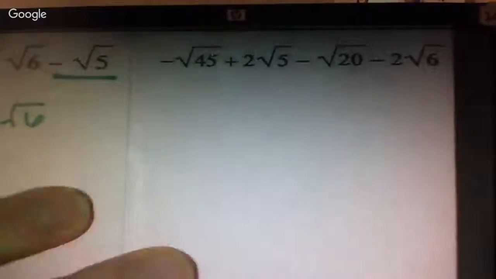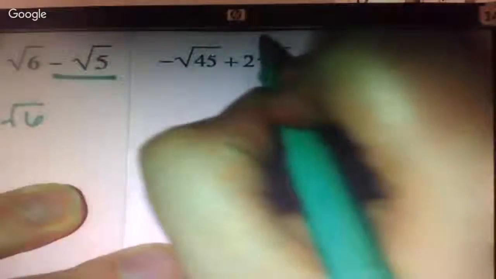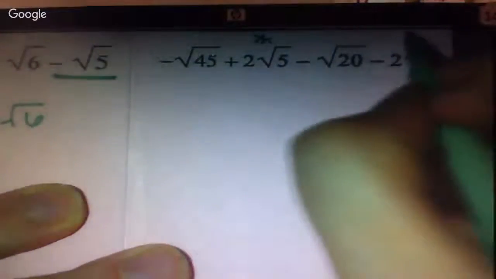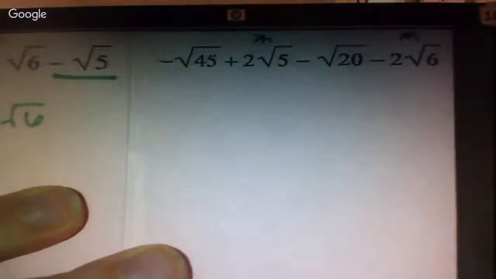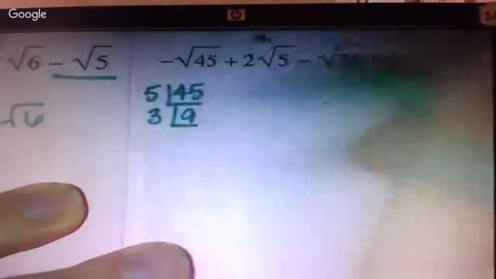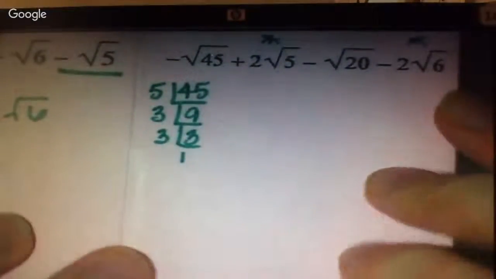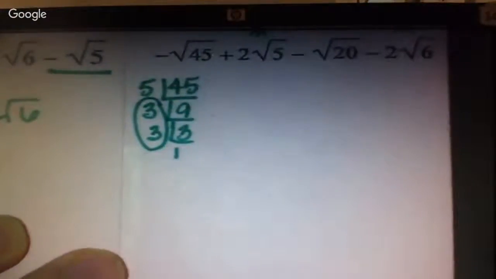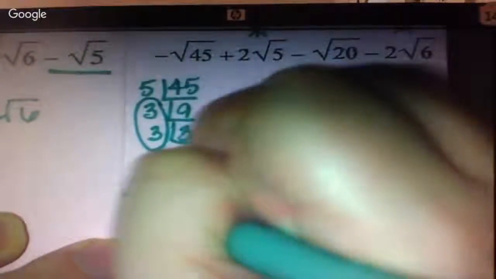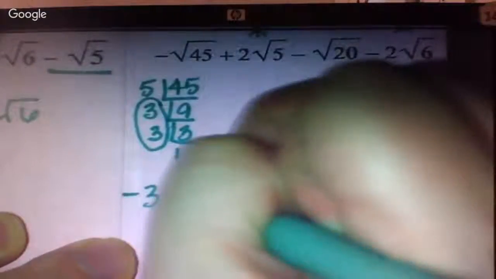We gotta do 45 and 2. Okay, so Jackie already said I can't do this one and I can't do this one. So let's take care of the other 2. Let's break down some 45. 5 and 9. 3 and 3. 3 and 1. Group in twos. So -3 square roots of 5.